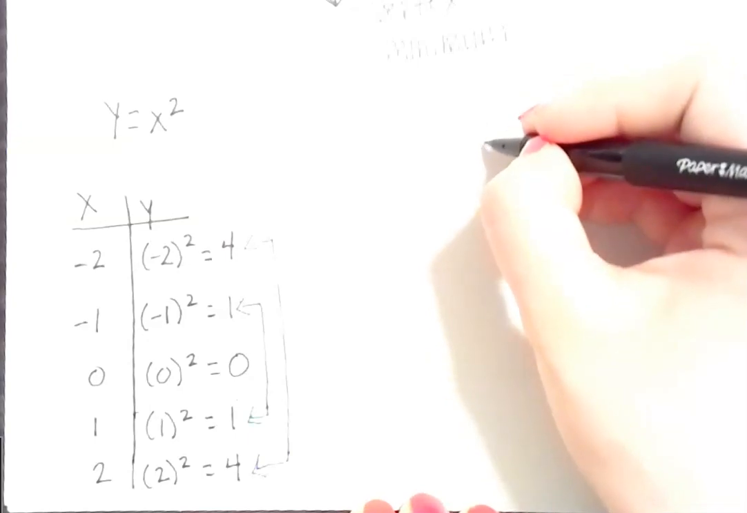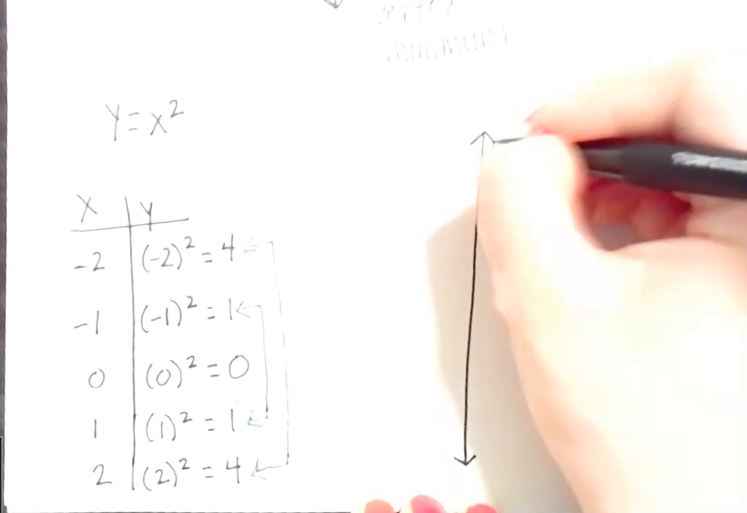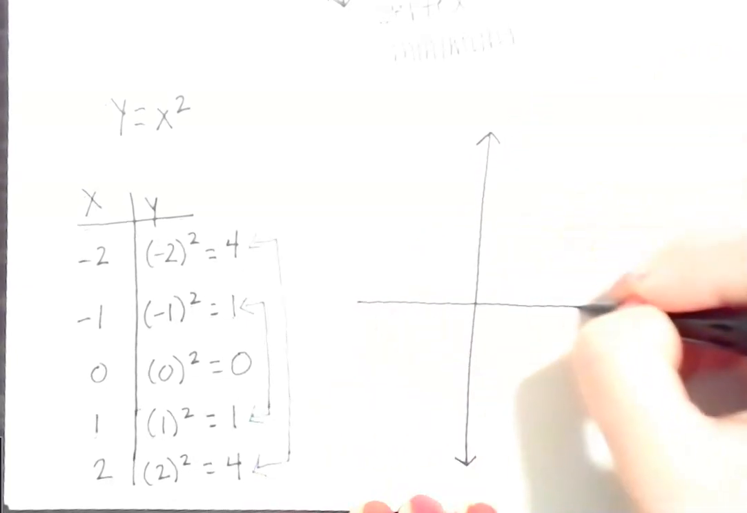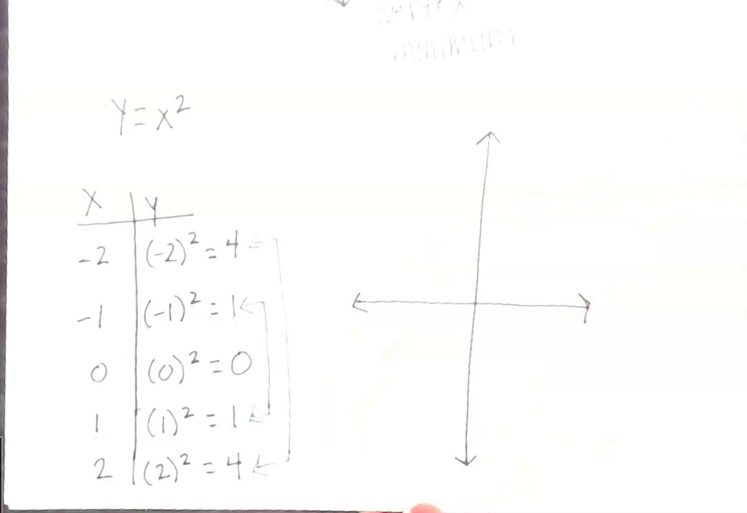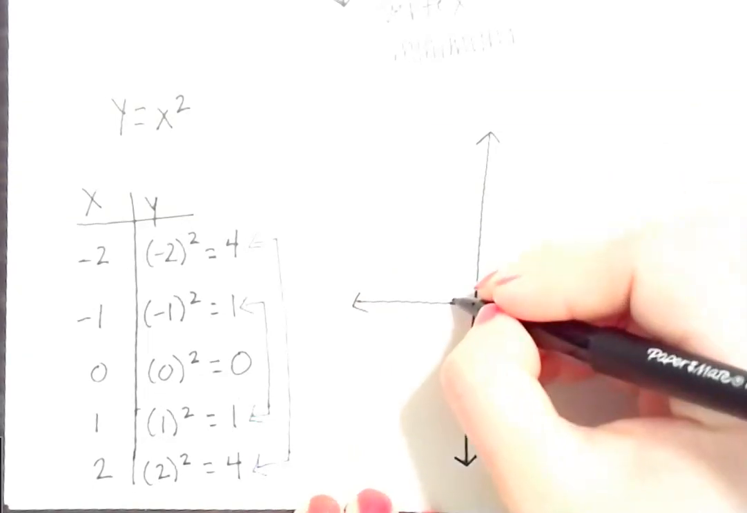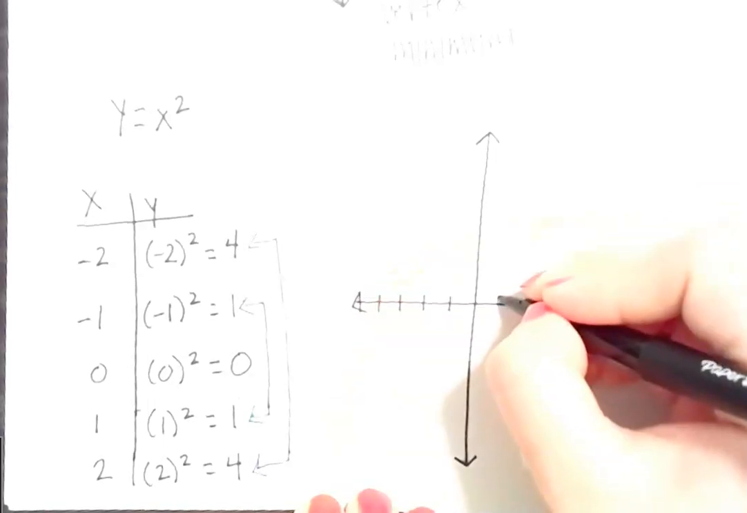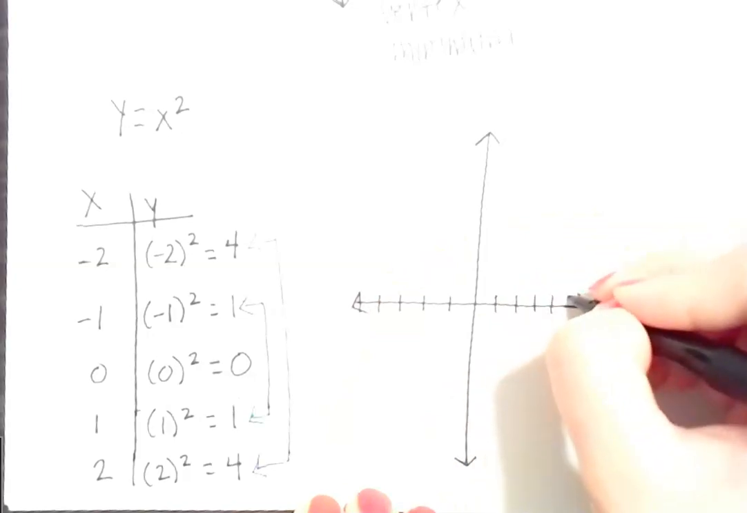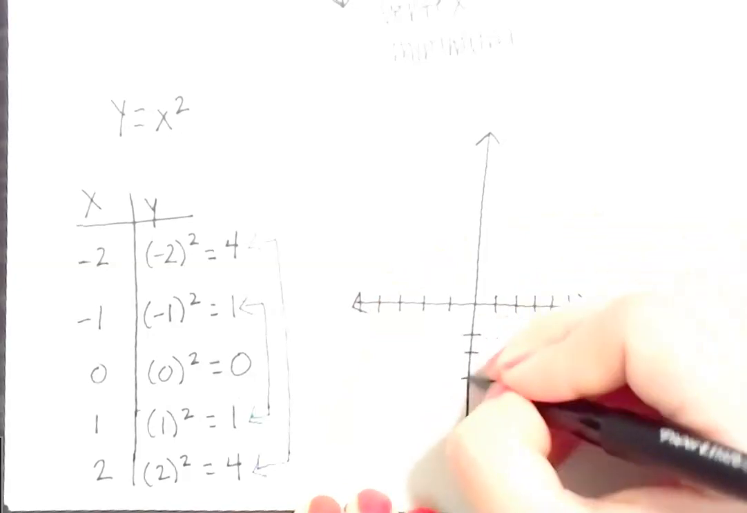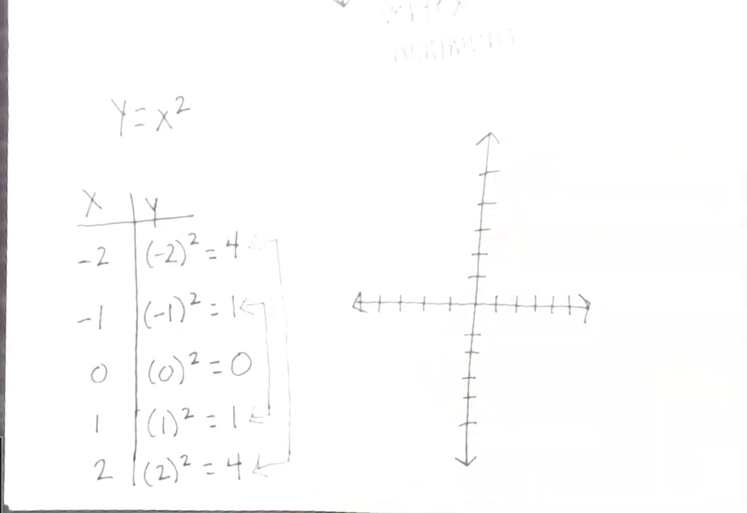I know you don't have graph paper, so we're just going to sketch it. Just try your best. It might not be perfect, but that's okay. I'm going to go 5 dashes over: 1, 2, 3, 4, 5, and the same going up. Again, I know this isn't going to be perfect, but we're just sketching it, okay?